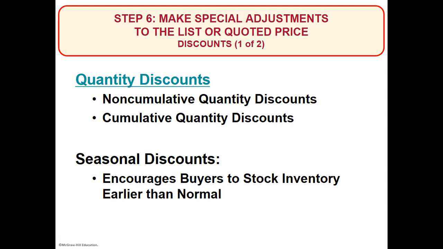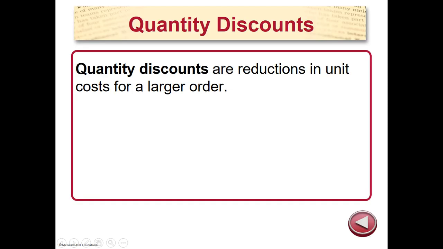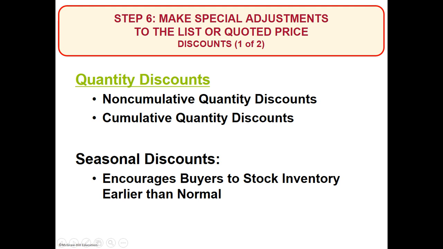Also, companies make special adjustments to the list or quoted price, such as discounts. Right? There are quantity discounts. What are quantity discounts? Quantity discounts are reductions in unit costs for a larger order. So you buy more, you get a discount, right? It could be non-cumulative quantity discounts or cumulative quantity discounts. That's where you buy more, and you accumulate all the purchases over the previous month or quarters. Okay? There could also be seasonal discounts, which encourage buyers to stock inventory earlier than normal.